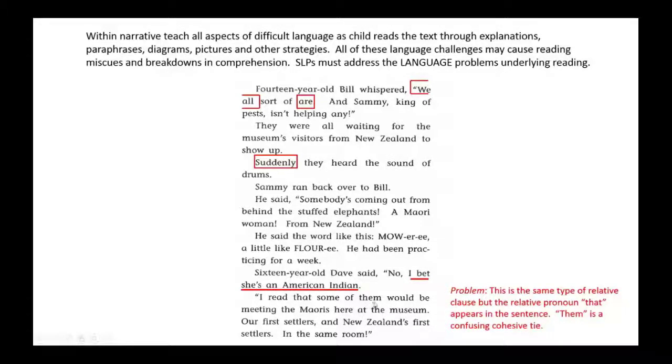This one, I read that some of them would be meeting the Maoris here. This is another cohesive tie. Okay, so some of them would be meeting the Maoris here at the museum. Well, the "them" points back to the American Indians. "Our first settlers" goes back to the American Indians, and "New Zealand's" goes back up to the Maori people. So again, that's confusing cohesion if you don't know how to interpret cohesive ties.